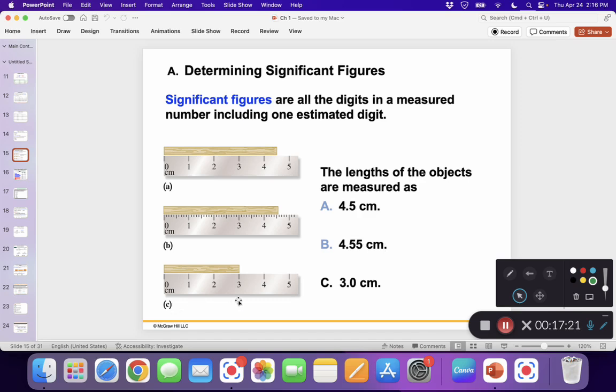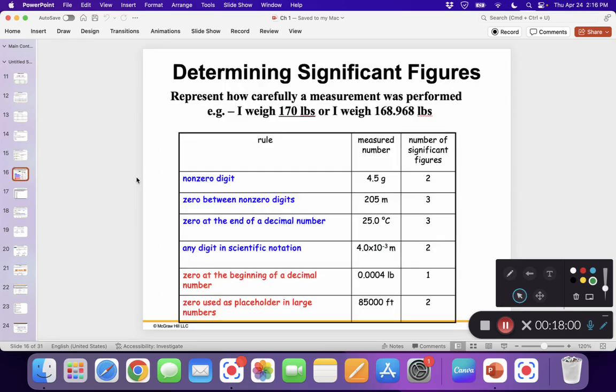In C, again, you are certain about 3. After 3 you are not certain, so you can estimate only one more digit. It looks more like 3.0, so you can write 3.0 centimeters. Here we have just 2 significant figures in this reading. So how many significant figures we can write for a particular measurement depends on the tools and on that uncertainty, and that is where we can stop.